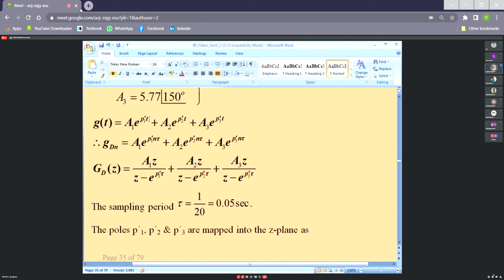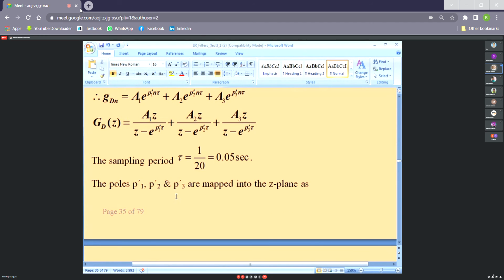So now just substitute T equal to n tau. You will get GDN. Take the Z transform to get the transfer function of an equivalent filter. As simple as that. Here the sampling period tau is given as 1 by 20. 20 hertz is the sampling frequency, 20 samples per second. Tau comes out as 0.05 second.